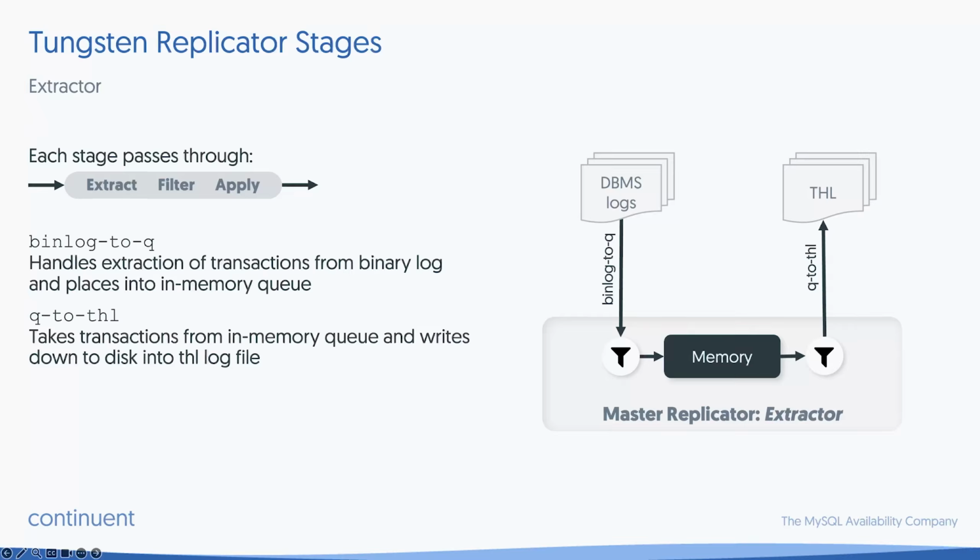Binlog to queue is the first stage. This is responsible for extracting complete transactions from the binary log and placing them into an in-memory queue. Queue to thl then takes the complete transactions from the queue and writes them down to thl on disk.